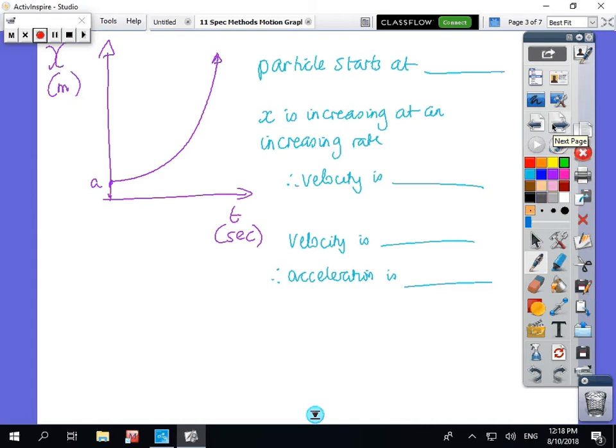Let's have a look at this one. Let's see if we can fill in. The particle starts at position A. Now, x is not a straight line. It's increasing at an increasing rate, so it's getting quicker. So the velocity is increasing. If the velocity was constant, it would be a straight line. This one's not a straight line. So if the velocity is increasing, if the particle is getting quicker, then the acceleration must be a positive number. It's not slowing down, so that means it's accelerating. Copy that and come across when you're ready.